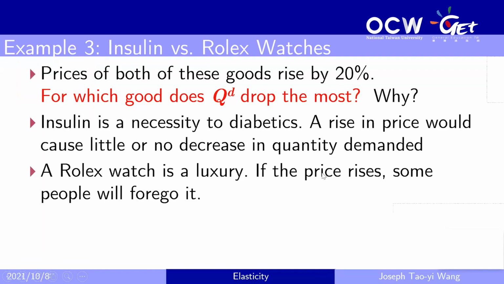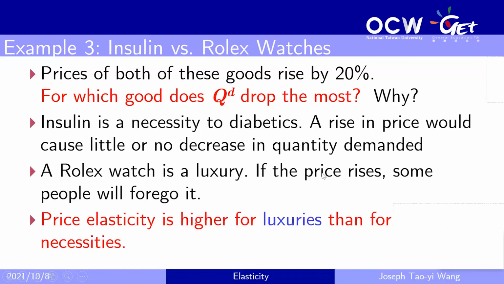Compared to that, a Rolex watch is a luxury. So if the price is too expensive, we'll say, okay, I'll stick to my Casio or some cheaper watch. Okay, so here the lesson is price elasticity is higher for luxuries compared to necessities. Last question.